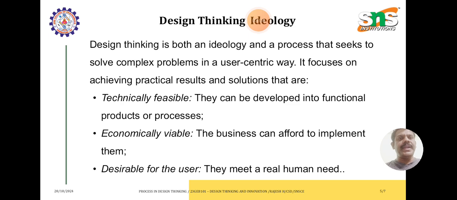So design thinking is both an ideology and a process that seeks to solve complex problems in a user-centric way. It focuses on achieving 3 practical results and solutions: technically feasible, they can be developed into functional products or processes; economically viable, the business can afford to implement those things; and desirable for the user, which means it has to meet a real human need. So these 3 things are the ideology, the trinity of design thinking.